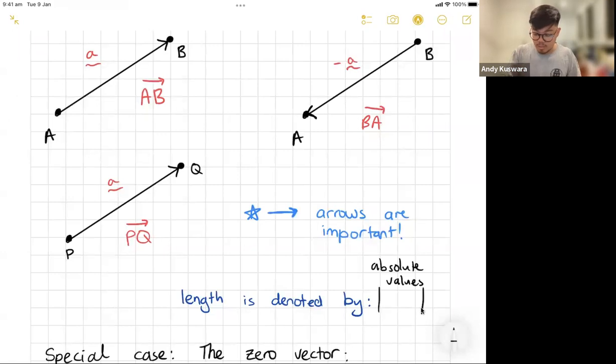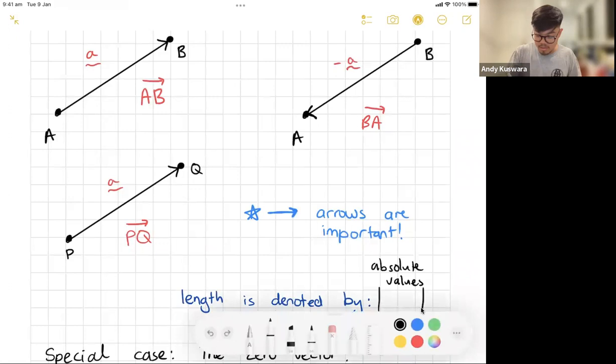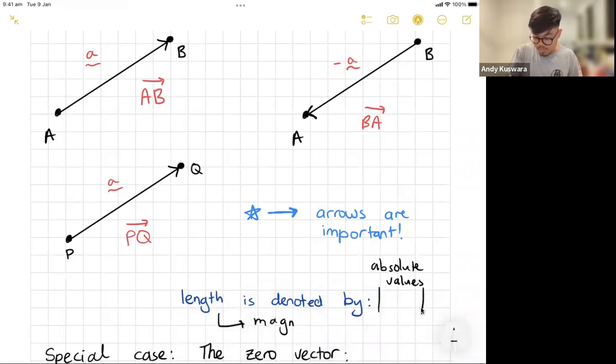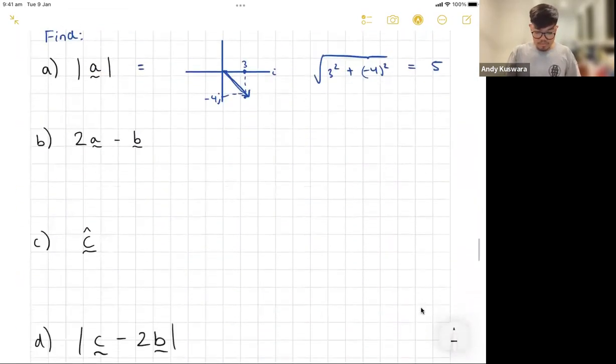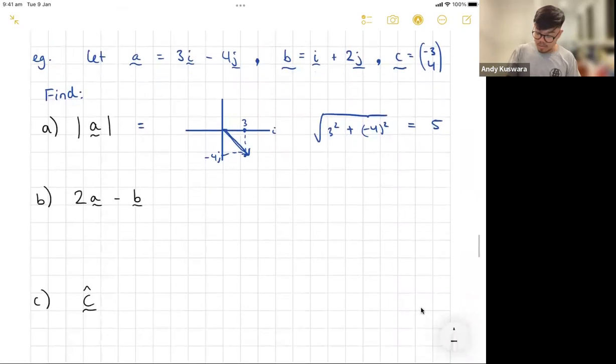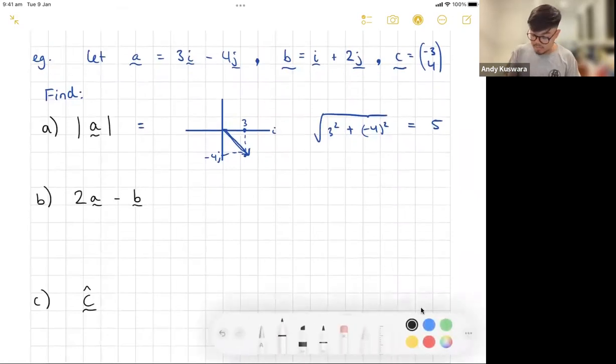So that's what it is. And normally when we talk about length in vectors, we call it a magnitude. Okay, so that's what it is. Sorry, last video. Okay, so now if I've got that there, we found the length of A, that's fine.